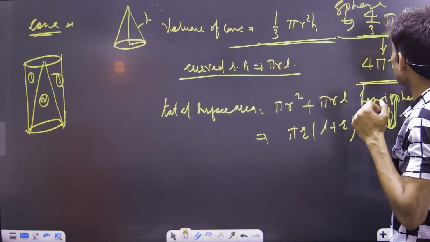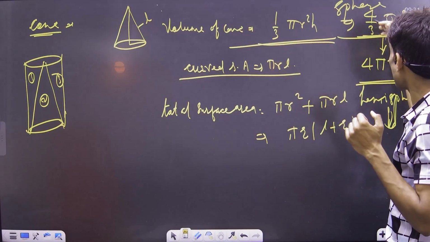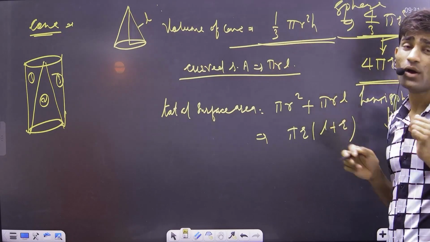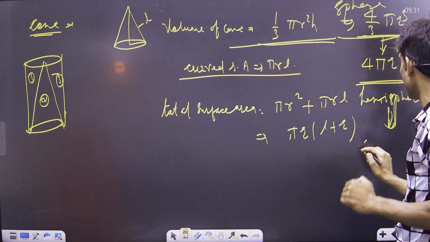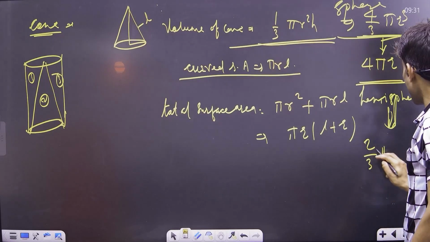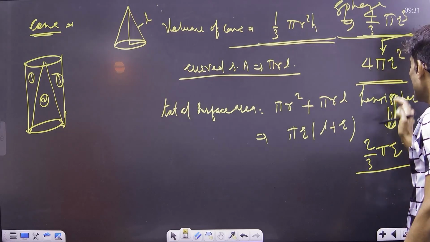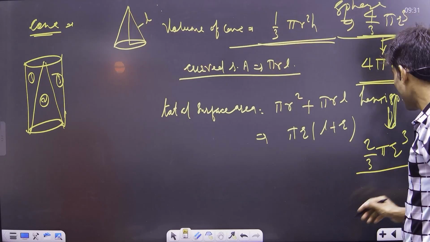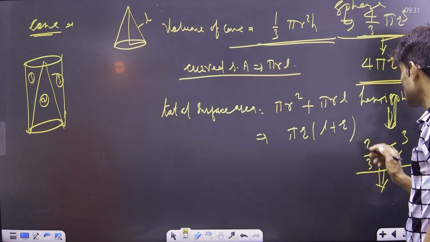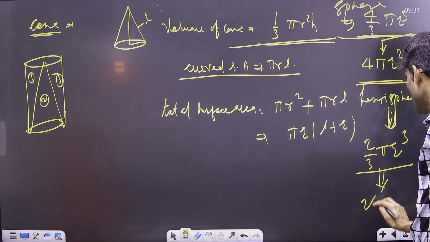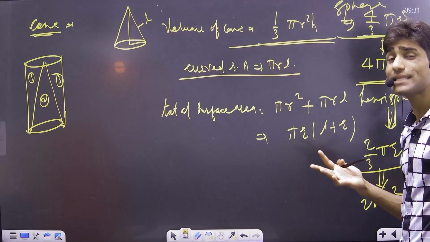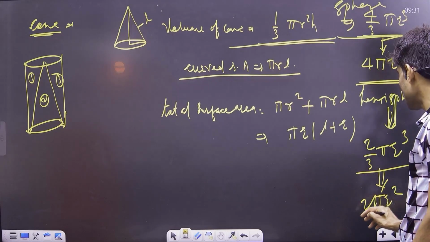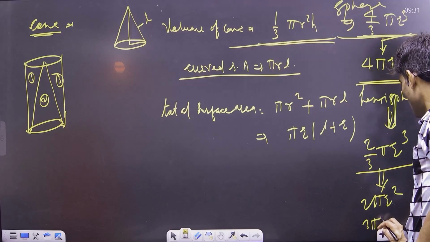That means the volume of a hemisphere is 1/2 into the volume of a sphere, which is 1/2 into 4/3 pi r cube, means 2 by 3 pi r cube. Okay, 2 by 3 pi r cube is the volume of a hemisphere. The curved surface area of a hemisphere we write as 2 pi r square, and the total surface area of the hemisphere we write as 3 pi r square.